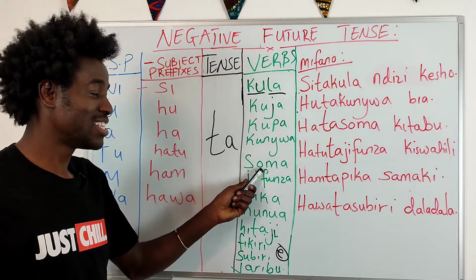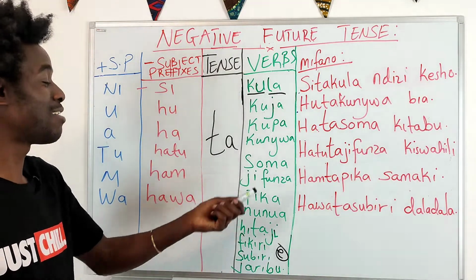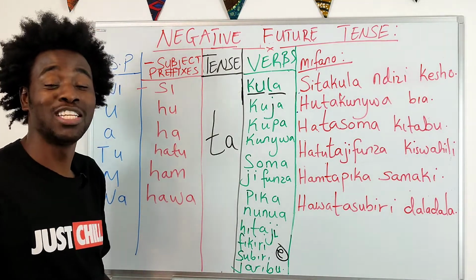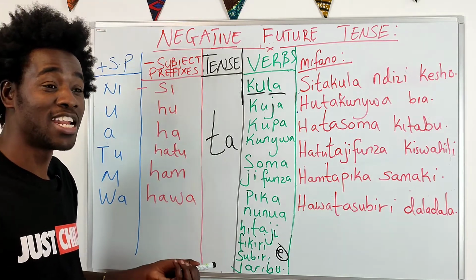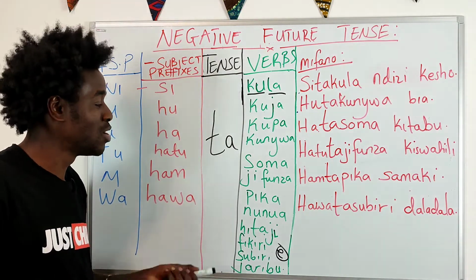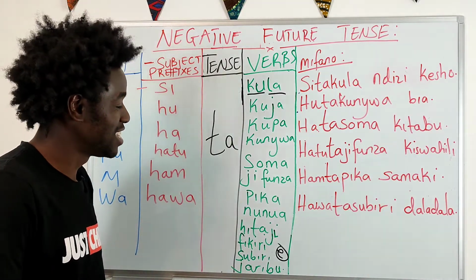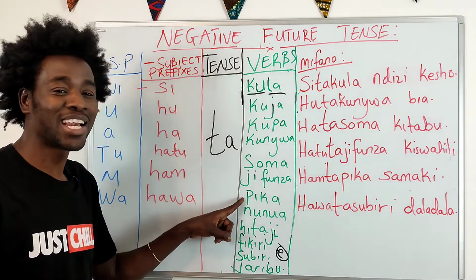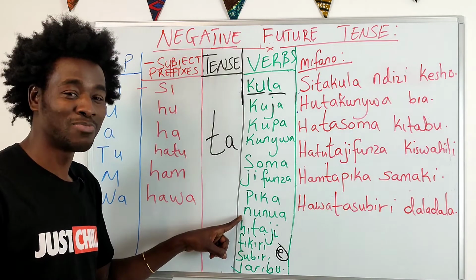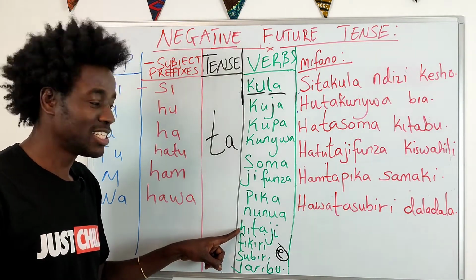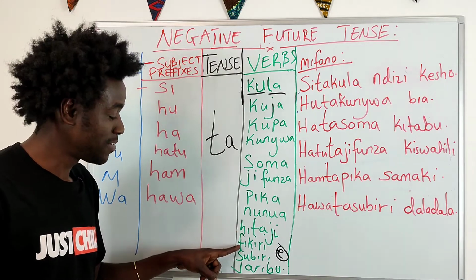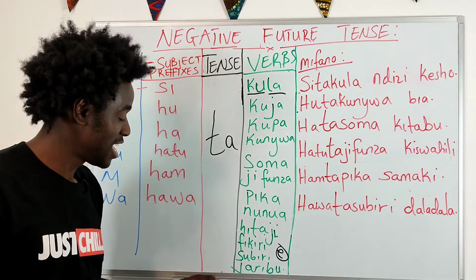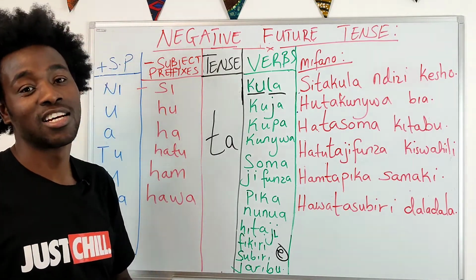And soma, this is a non-monosyllabic verb, so it has more than one syllable. So you don't need the infinitive of Swahili verbs, so that the non-monosyllabic verbs can be understandable. So soma, this means read. Jifunza, this means learn. Now we are learning Swahili, don't forget that. And pika, this means cook. Nunua, this means buy. Hitaji, this means need. Fikiri means think. Subiri means wait. And jaribu, this is try.